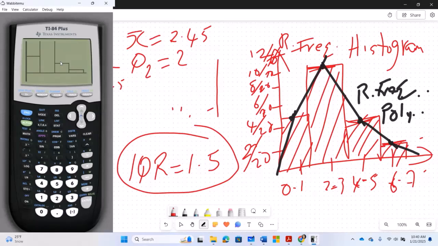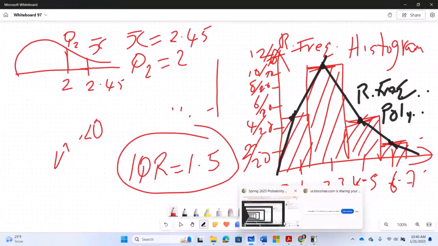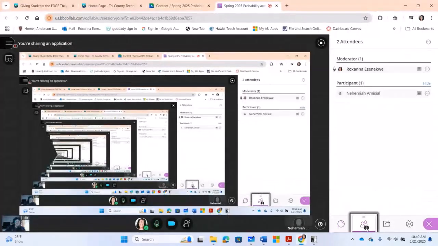We have already calculated the interquartile range. We know the quartiles, we know the range, we know the maximum number. Let me see if you have any question, by the way. Do you have any question? Anybody has any question? I'm recording this so that if anybody comes in late. Nehemiah, do you have any question? All right, I can continue.